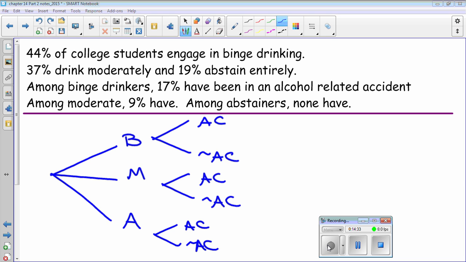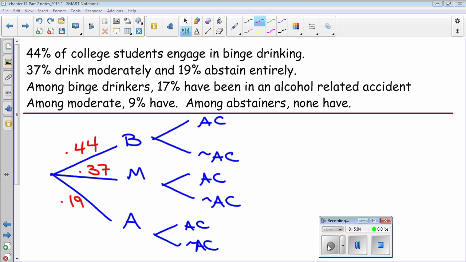Okay? So let's continue to answer the questions, or fill in the numbers. It says here that 44% of college students engage in binge drinking. That's so high, it's scary to me. 37% drink moderately, and 19% abstain entirely. What should all of those add to be? 1. So you just want to check that. You want to double check that that is true to make sure I didn't leave anything out. They do add to 1.